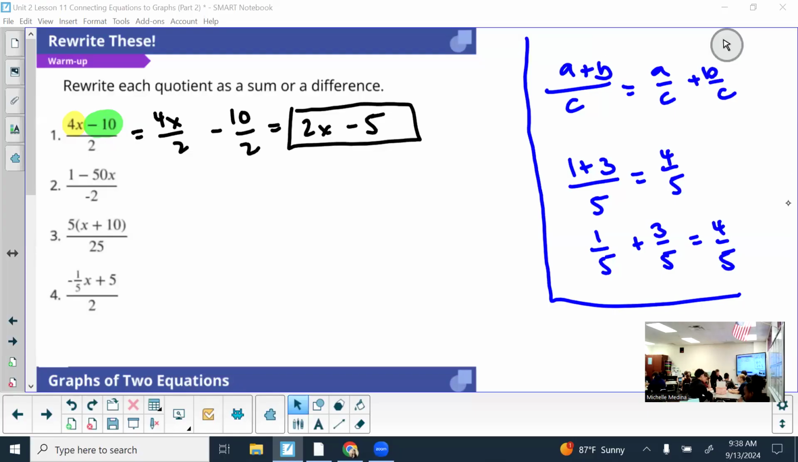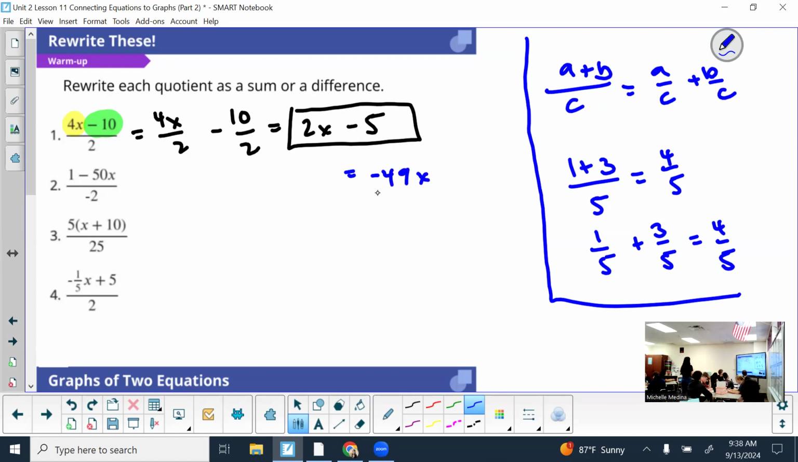Table 3, what did you get as your final answer for number 2? Okay, I heard -49x over -2, is that correct? Well, it's still a quotient, it's not a sum or difference, so that cannot be it. You have to rewrite each quotient as a sum or a difference, and this is how you do that. So we'll come back to you with table 3, you can learn from these examples, yeah? Do you have the answer? No. Okay. Table 4, what's the final answer for this one?